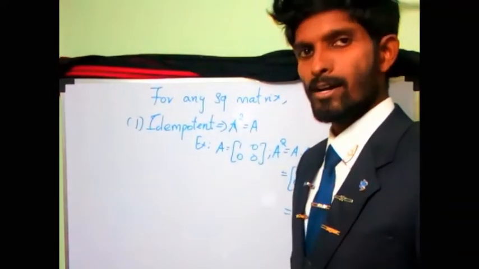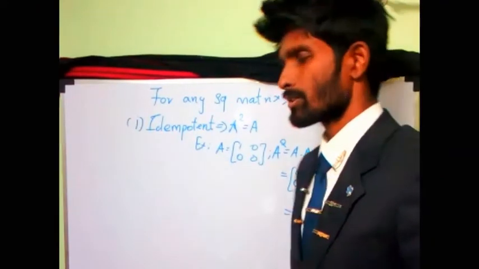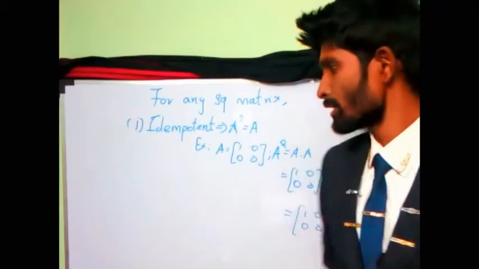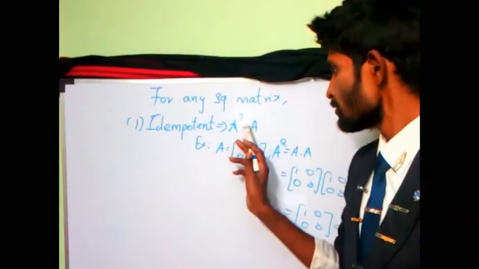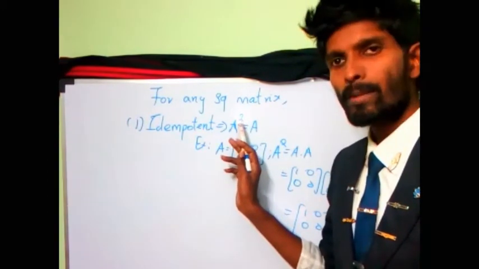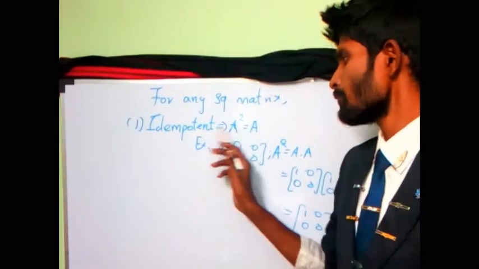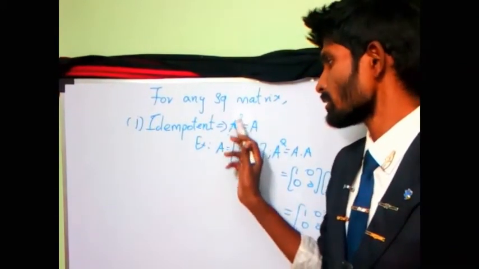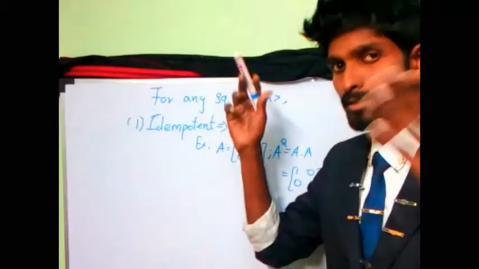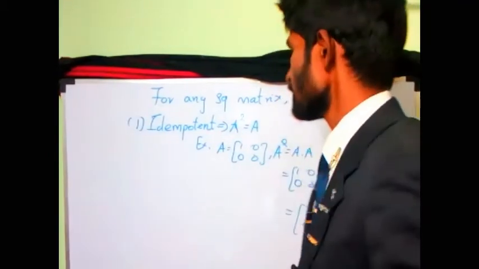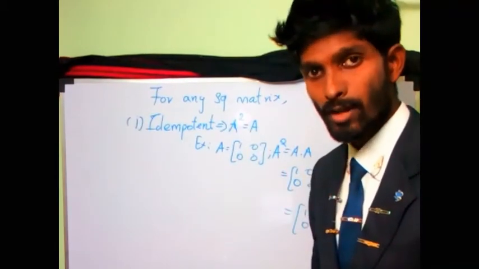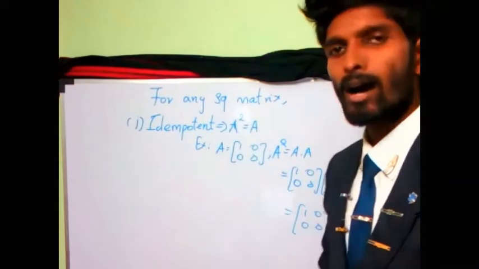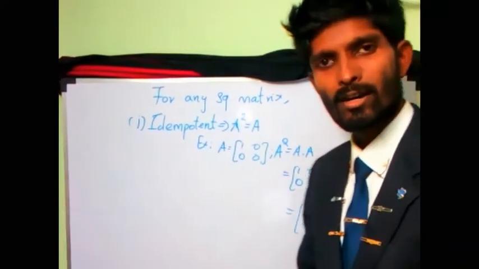The first one is the idempotent matrix. Idempotent means that if I take a matrix A and apply any natural number as its power, I can have A cube, A power 4, anything, no problem. For any natural number over the index, which represents the power of a matrix, A square equals A. If this is the condition, that square matrix is said to be idempotent. You understand it, right? A square is equal to A.